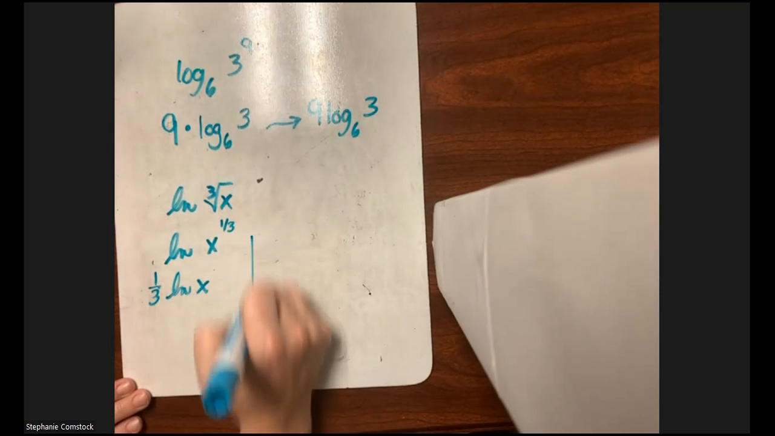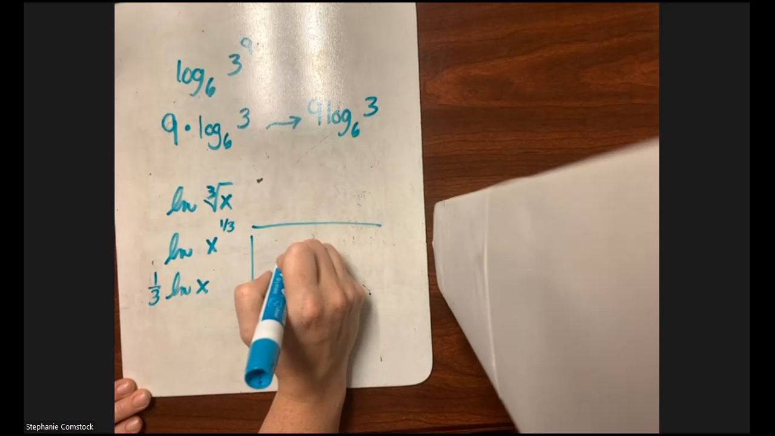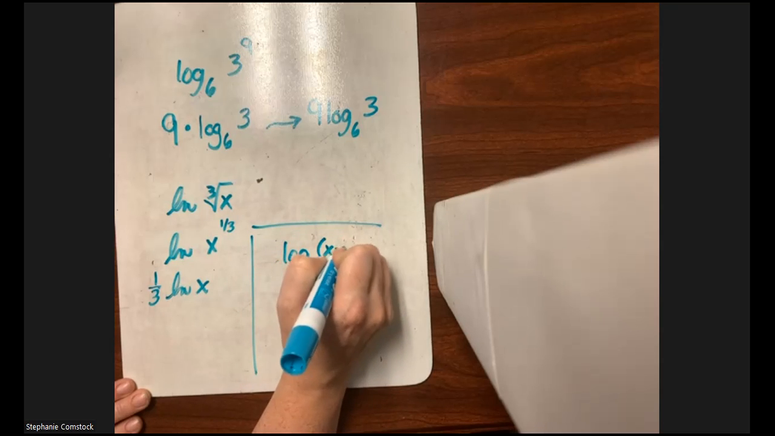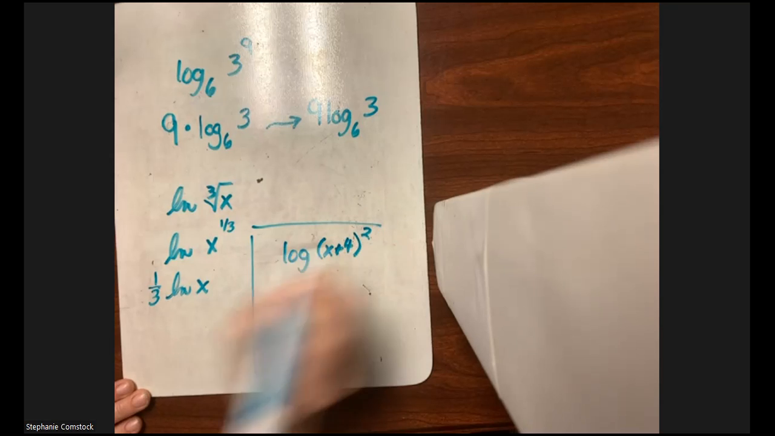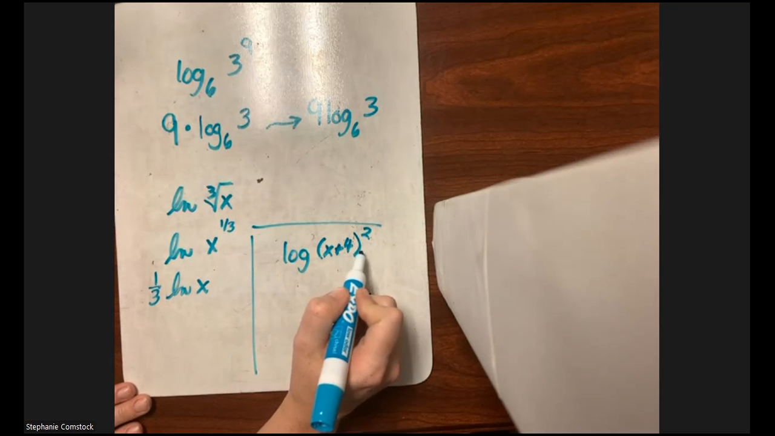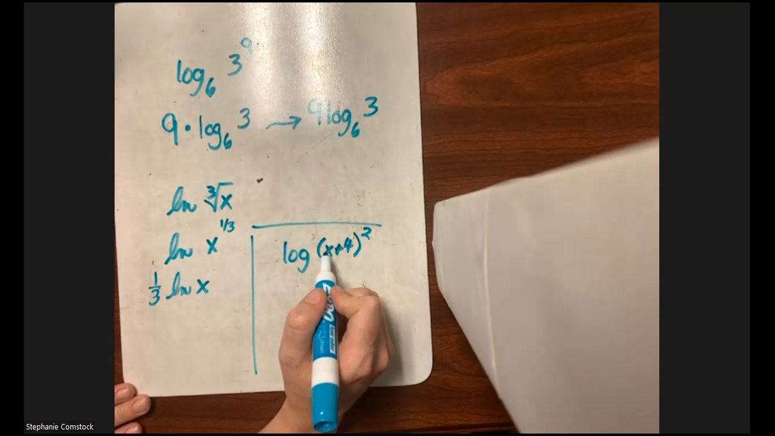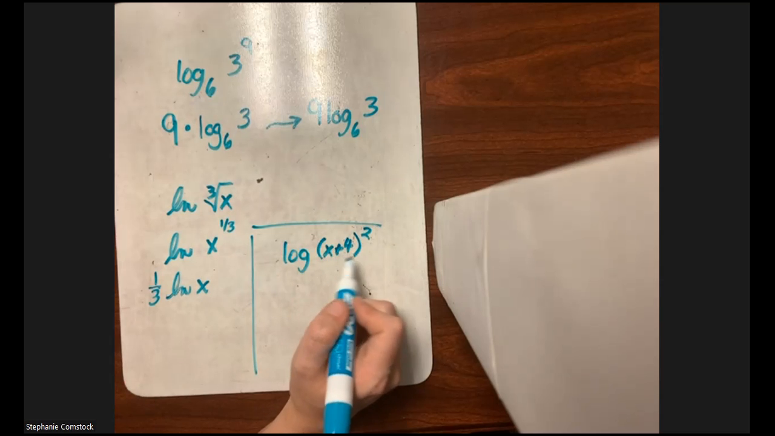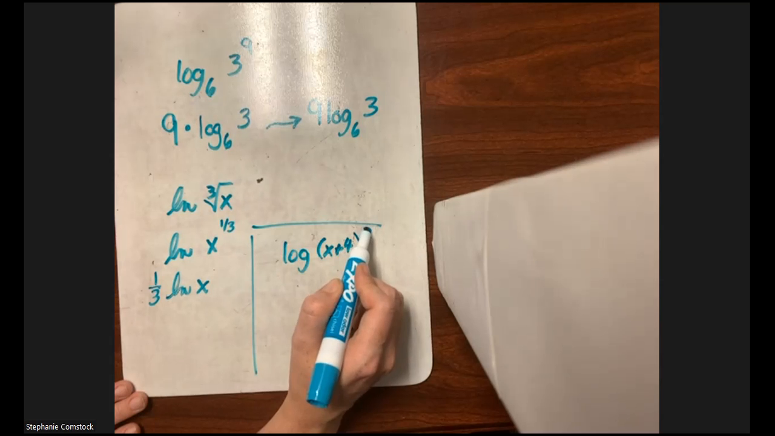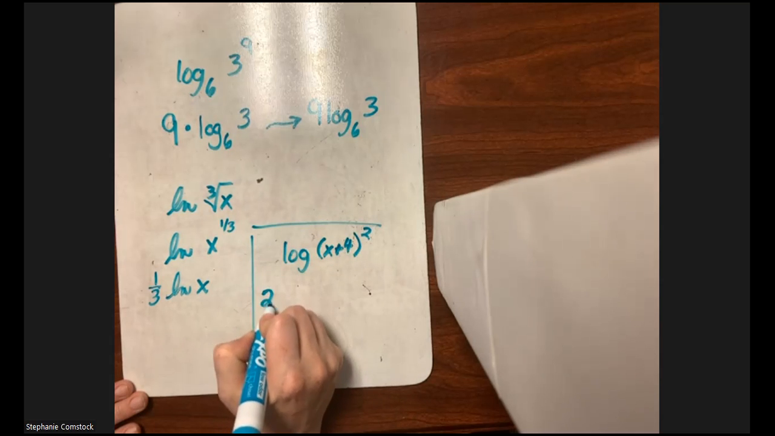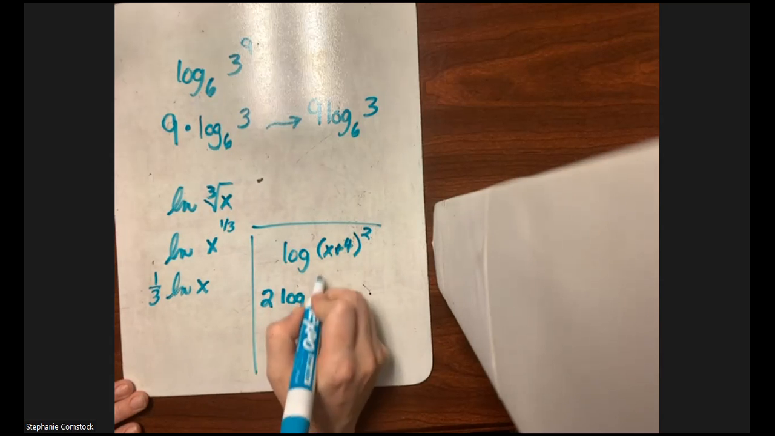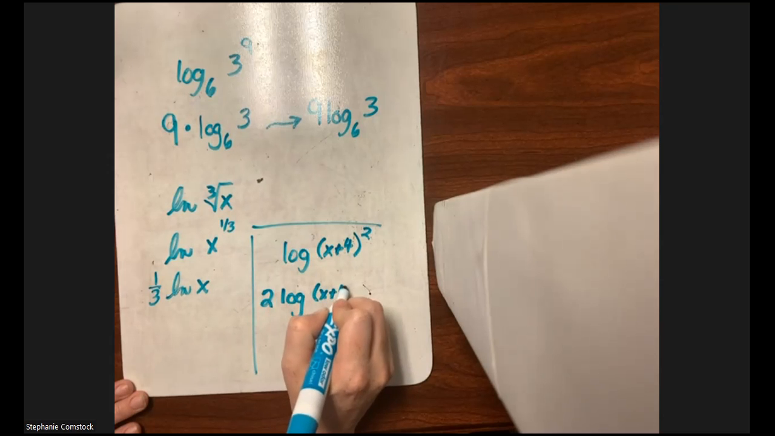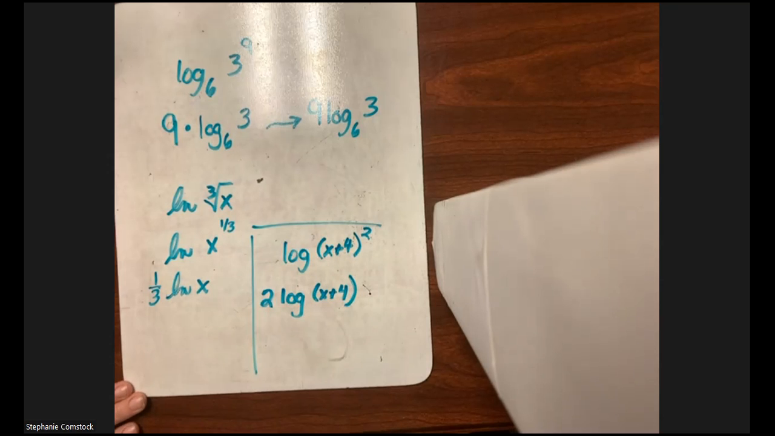Okay. So one more. We've got log of (x plus 4) squared. Now, y'all, I do not want to square this out. I do not want to put x squared plus 8x plus 16. I don't want to have one big thing. So I'm just going to let this power come sit right out in front. I'm going to let that sit as 2 log, and then I'm still going to use my parentheses, x plus 4.